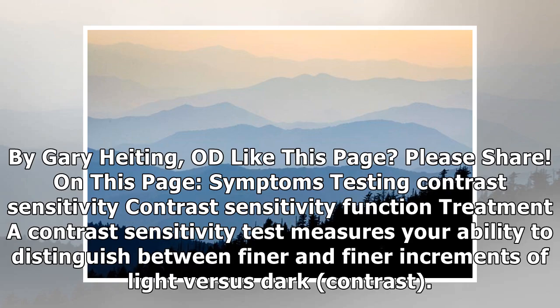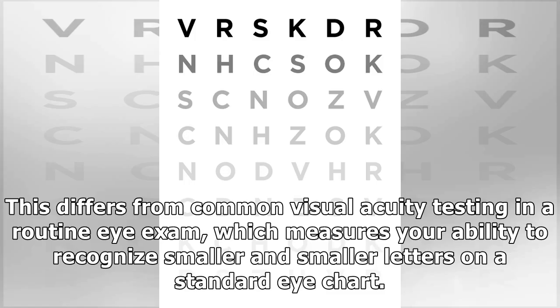A contrast sensitivity test measures your ability to distinguish between finer and finer increments of light versus dark contrast. This differs from common visual acuity testing in a routine eye exam, which measures your ability to recognize smaller and smaller letters on a standard eye chart.